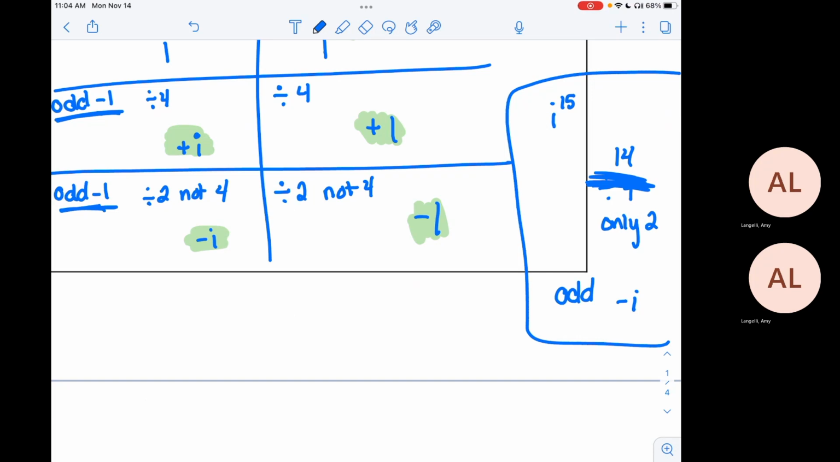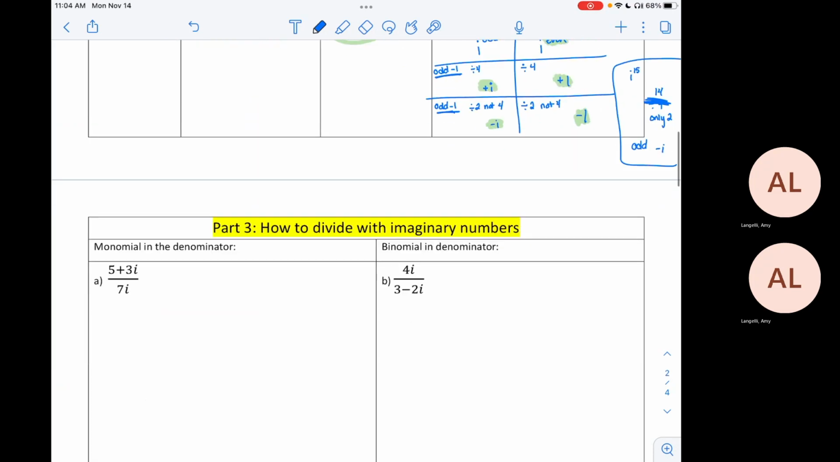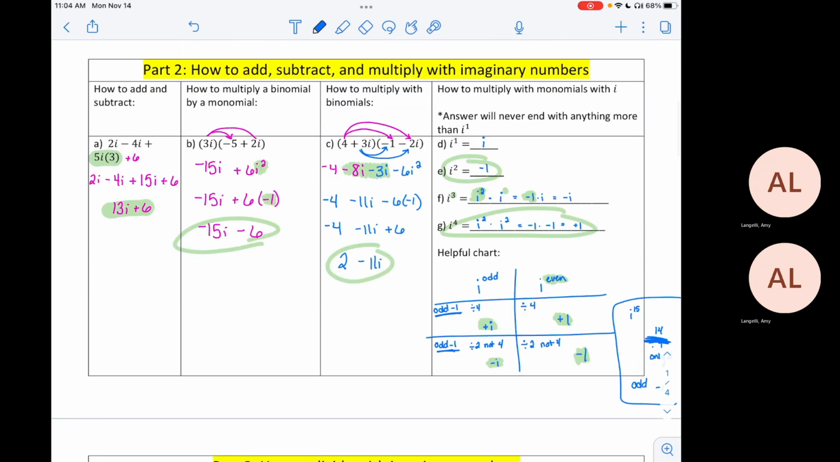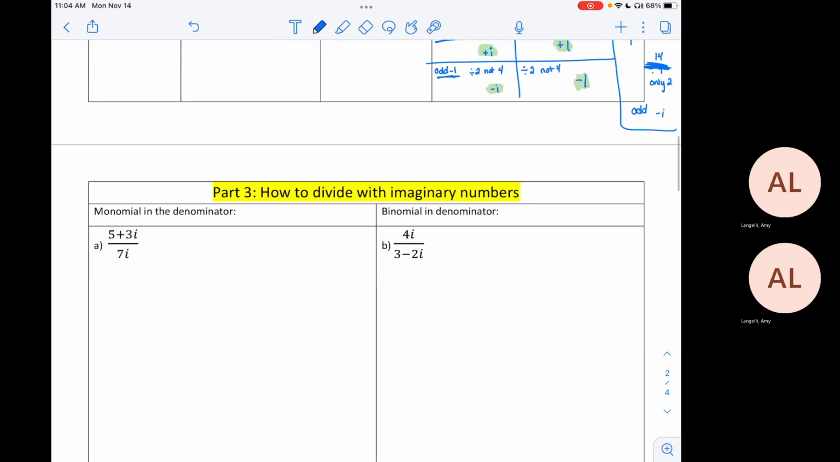All right, let's go on. I have 33 minutes to get through the next 4 parts. We've only gone through 2 parts. There's 6 parts altogether. On this one we did add, subtract, and multiply. Now it's time to do just division.